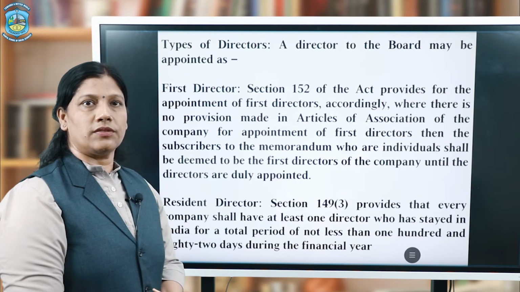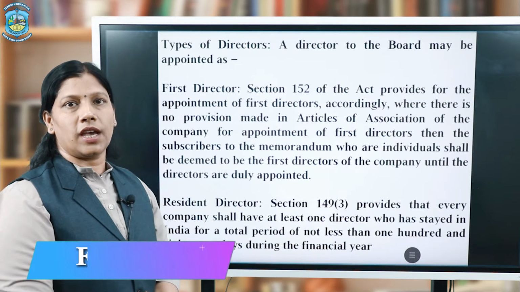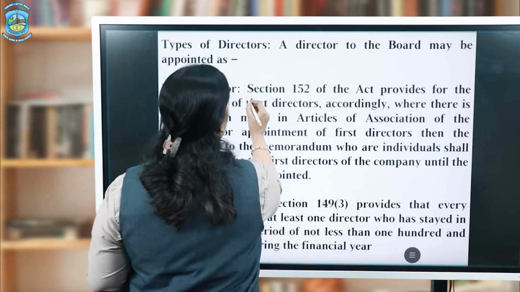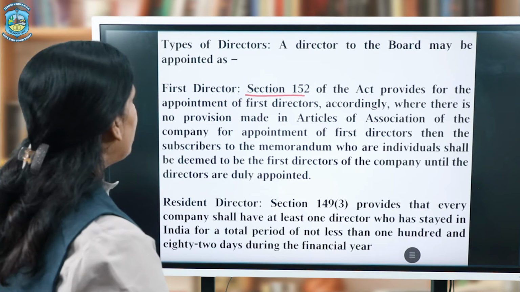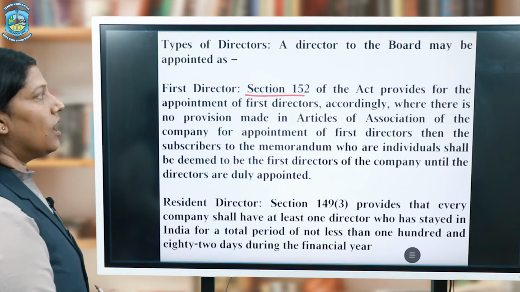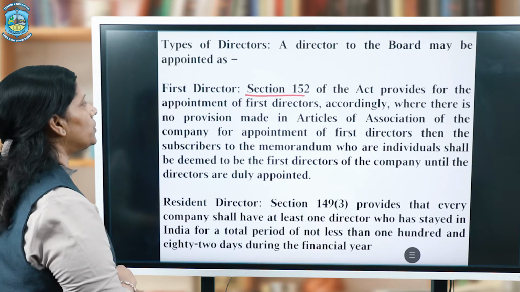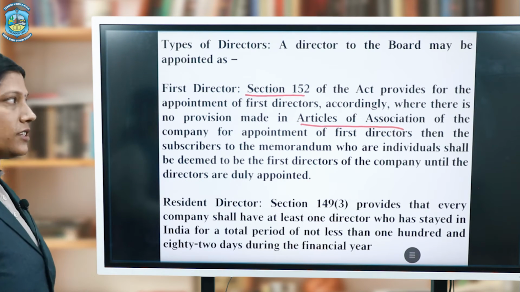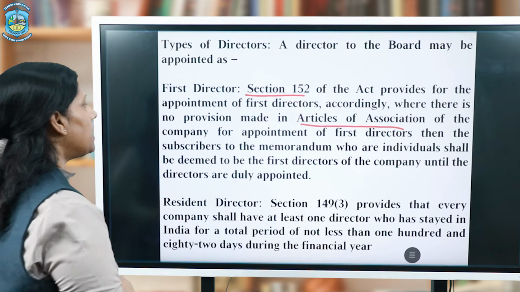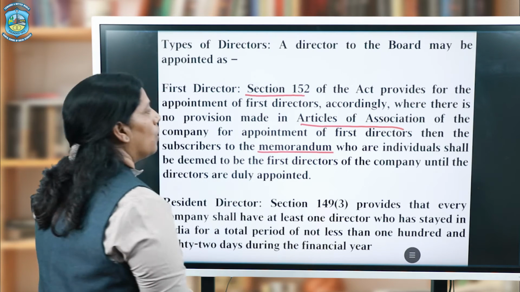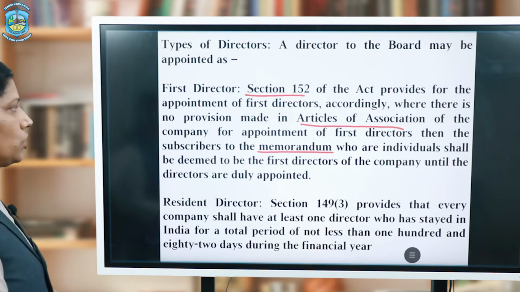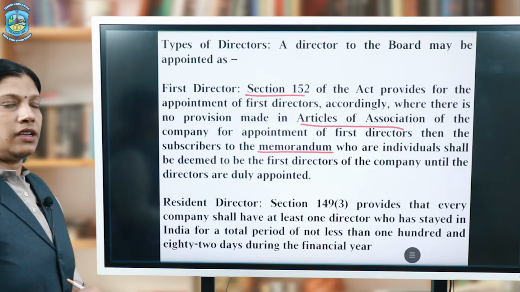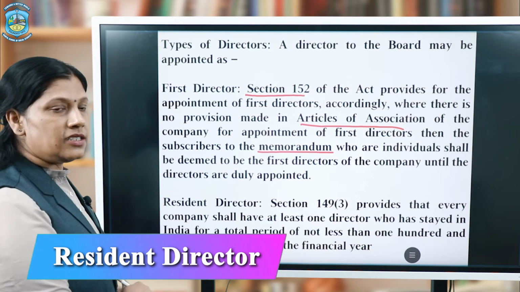Under the category types of director, let us understand the first type of director, known as first director. Section 152 of the Companies Act provides for the appointment of first directors. Where there is no provision made in the articles of association of a company for appointment of first directors, then the subscribers to the memorandum who are individuals shall be deemed to be the first directors of the company until the directors are duly appointed.